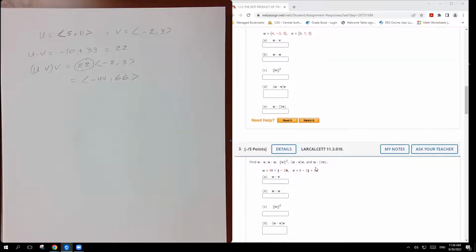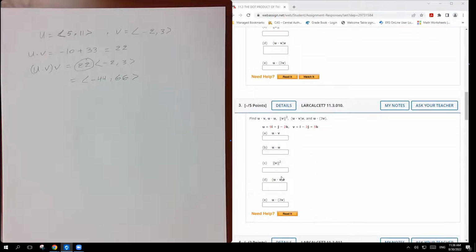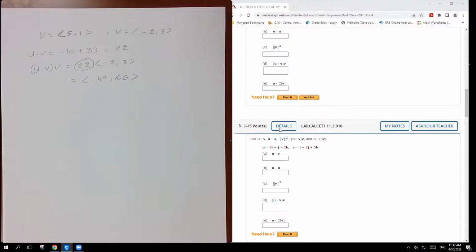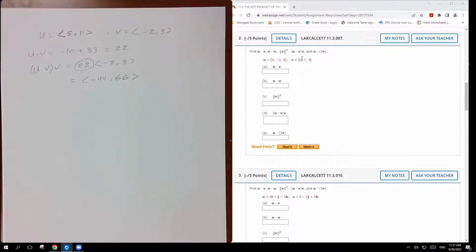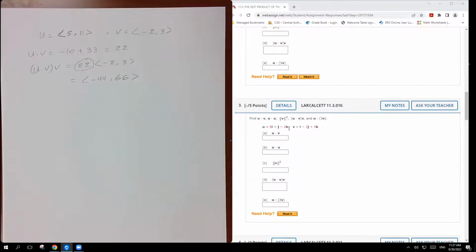All right. Next one. Exactly the same thing here. The only difference is how they give you the vectors. This is with the standard form. This is just the regular one, you see? So exactly the same thing.